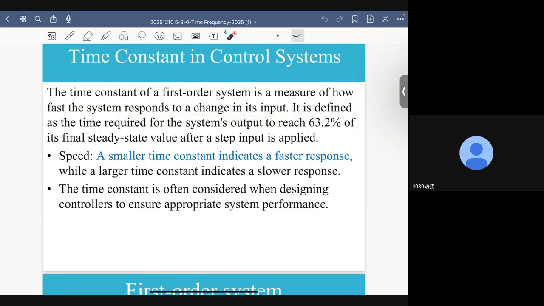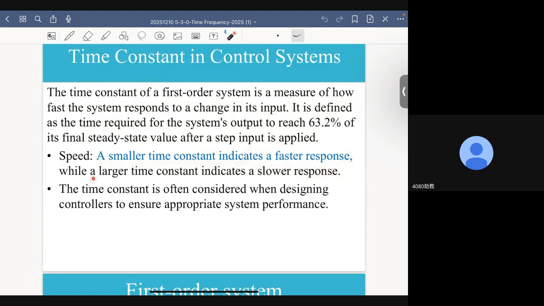Let's review its definition. It is defined as the time required for the system output to reach 93.2% of the final steady state value, okay, after the step input is applied. So the key number here is 93.2%, all right? Now, the utility of the definition of the time constant is that a smaller time constant indicates a faster response, okay?